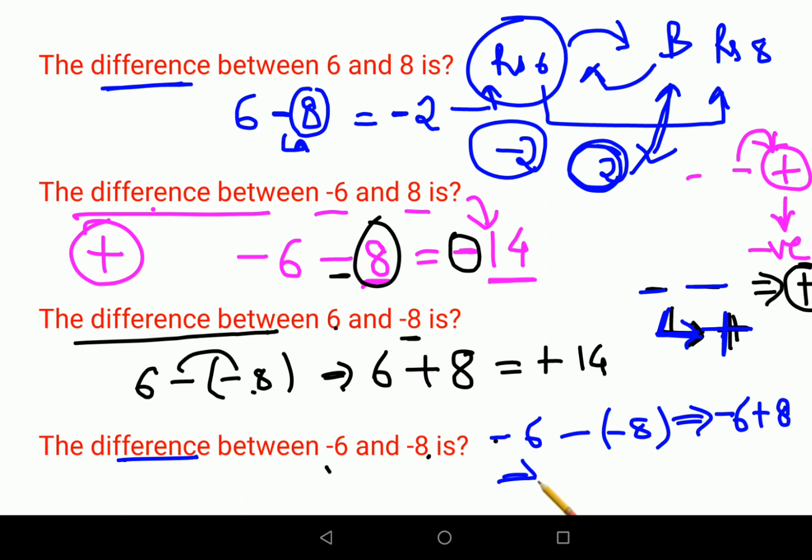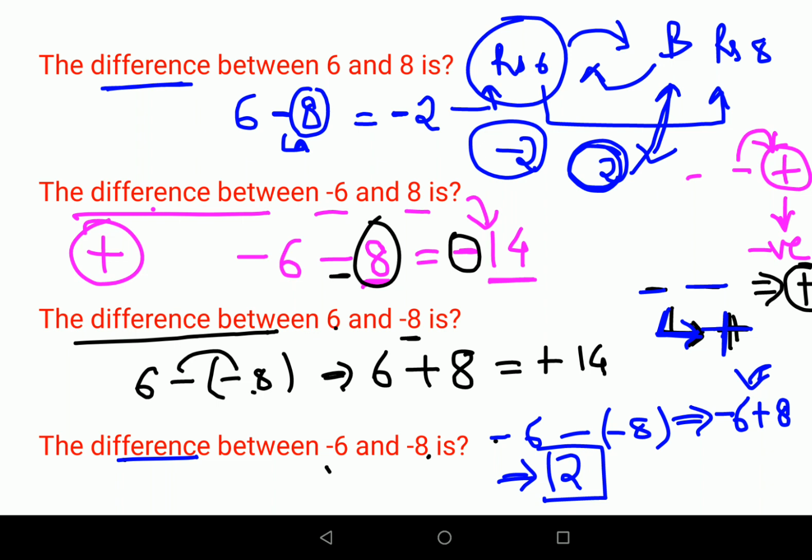So here your answer becomes what? See, if there is a negative number and then there is a positive sign, the operation will always be what? Subtraction. You will always subtract. So when you subtract them, negative 6 plus 8, you do 8 minus 6, and what you get is 2, and the sign of the final answer will be what? Always positive. Okay, so here your final answer will be positive 2. I hope this is very clear.